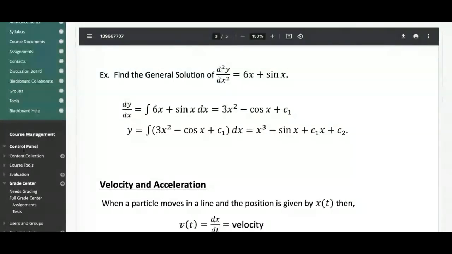So let's see the second example. This is second order, right? And the g of x in this case is 6x plus sine x. So we just integrate d square y dx square. We get dy dx, we get the first order. Then we integrate the other side, 6x plus sine x. Integrate 6x, we get 3x squared. Integrate sine x, we get negative cosine x. Then plus c1, right? Because we have to integrate twice. So we use c1.